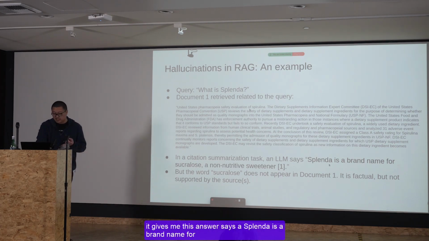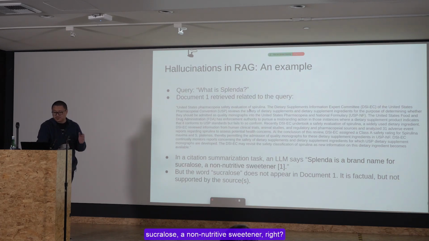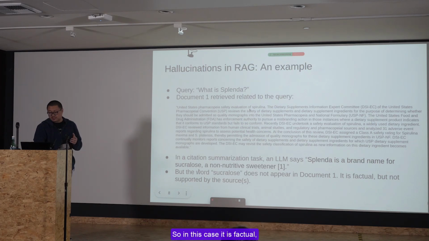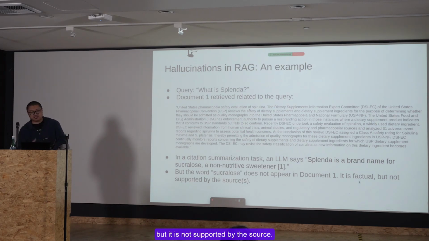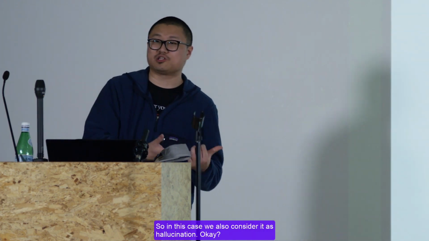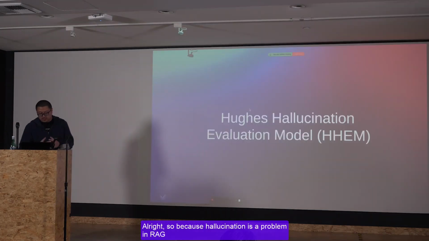It says Splenda is a brand name for, oh geez, I don't know how to pronounce this, saccharose, a non-nutritive sweetener, right? But if you look at this document, of course we don't have time, it does not mention the chemical name of Splenda. So in this case it is factual, but it is not supported by the source. So in this case, we also consider it a hallucination.